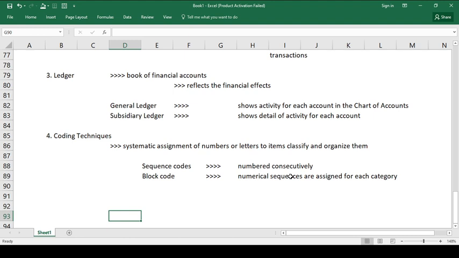So, yun lang for today yung discussion ko, and then we will continue naman next meeting.